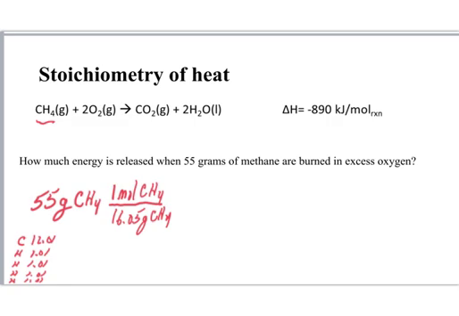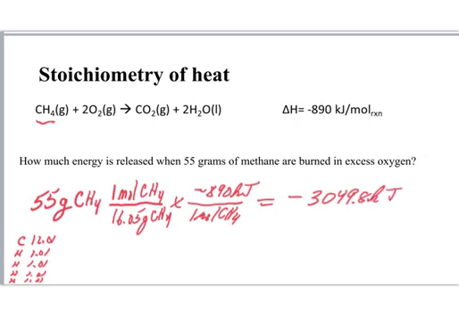So now I've converted grams of methane to moles of methane, and the relationship in the reaction to the heat. So for every 1 mole of CH4, there's negative 890 kilojoules of energy. And crunching those numbers in your calculator, you should get negative 3,049.8 kilojoules. And to represent that in the correct number of sig figs, 2 sig figs, that'd be negative 3.0 times 10 to the 3 kilojoules of energy.